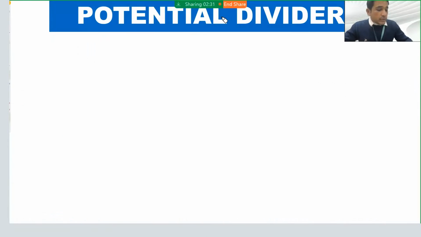Let's begin our class now. In today's class, first of all, we will talk about potential divider. So let me explain to you what is potential divider. First of all, as you can see with the name of this one, potential divider.